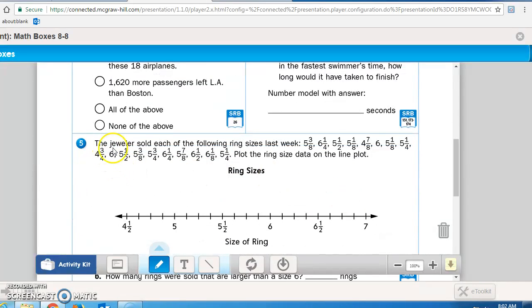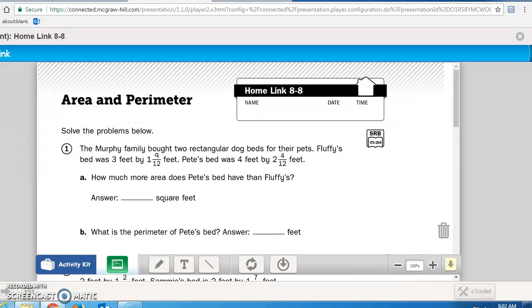And 5 says, the jeweler sold each of the following ring sizes last week. Plot the ring size data on the line plot. Finish page 297, go up to the answer key and correct it, and then turn the recording on for your final instruction. The last thing you're going to do for lesson 8.8 is Math Masters page 330. So please go get that out of the file folder.